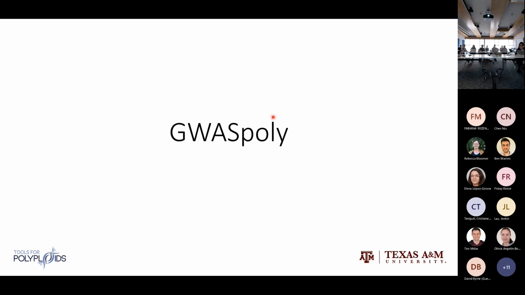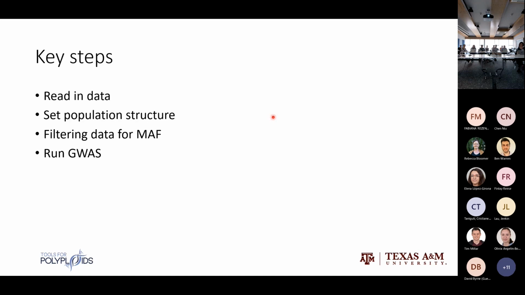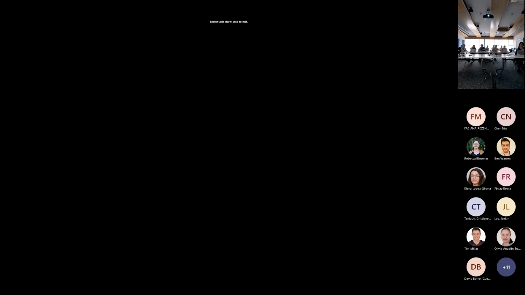And then we'll just hit GWAS as a really quick explainer, and then we'll go to the hands-on portion. So the key steps in GWASpoly are: you read in the data, you set the population structure, and you can filter the data by minor allele frequency. Then you just run the GWAS and it prints out the results. That's it.